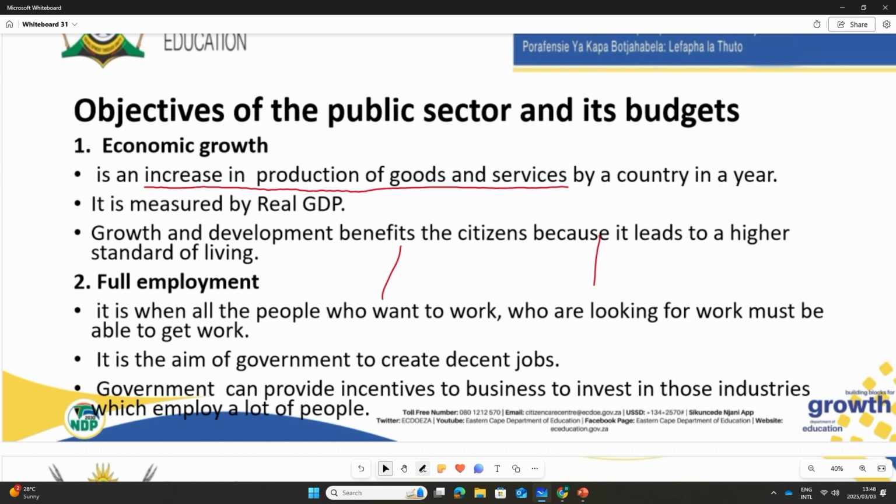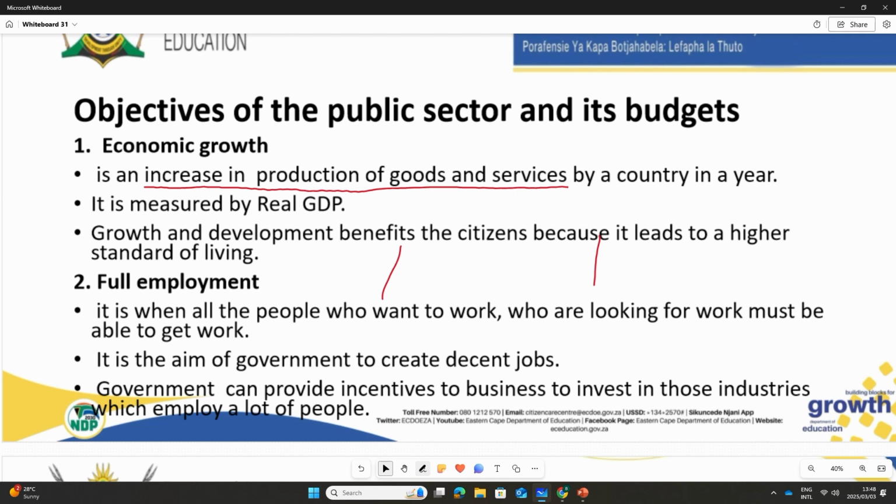Hence, it is bringing in the minimum wage, so that even if you are a domestic worker, or an unskilled worker, you should get a decent salary or wages. That is the aim of government.